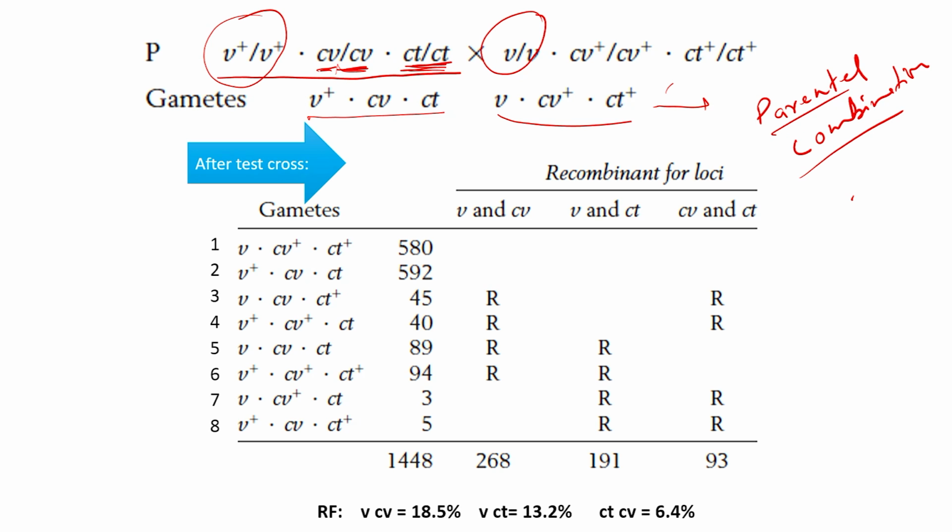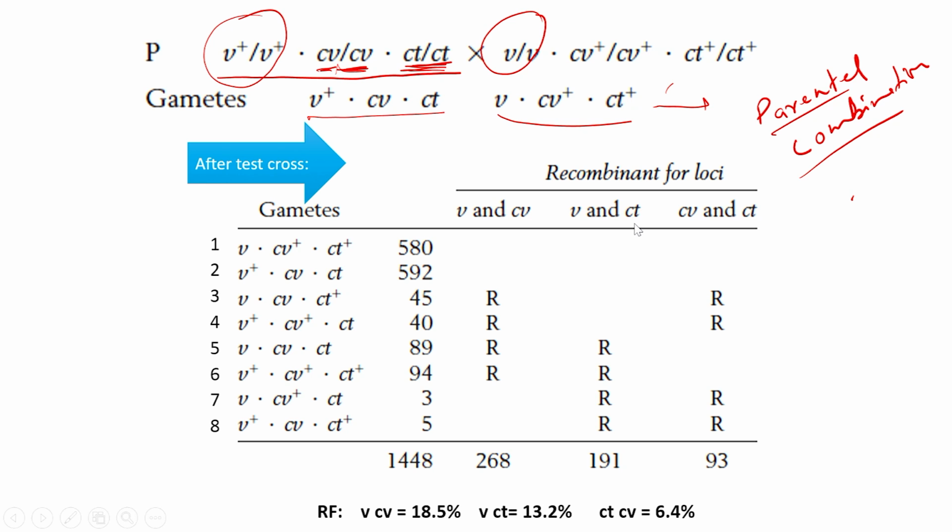Just so that if we have to solve these kinds of problems, we should know where to look and how to solve them faster, right. So, V plus CV CT and VCV plus CT is a parental combination, and these are the progeny of the test cross, right. So, there are 8 combinations that are possible, right, and I will show you towards the end.